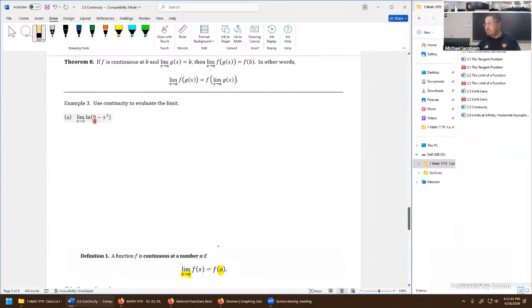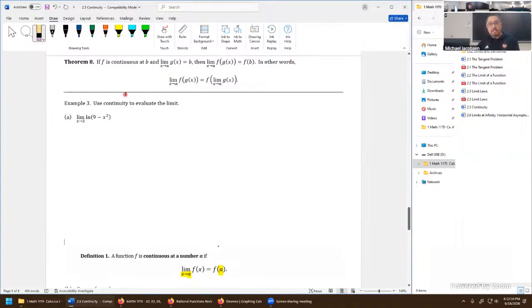Well, here's a function. If it says use continuity, it's a fair assumption to think that this function should be continuous at 2. But if we thought through it, like we looked at before, 9 minus x squared is a degree 2 polynomial. It's continuous on all real numbers. If we plug 2 inside of there, we would just get 5, which is in the domain of the natural logarithm, and that's also a continuous function.